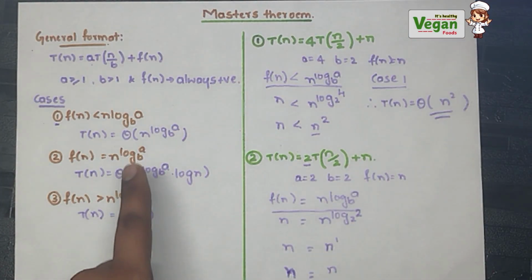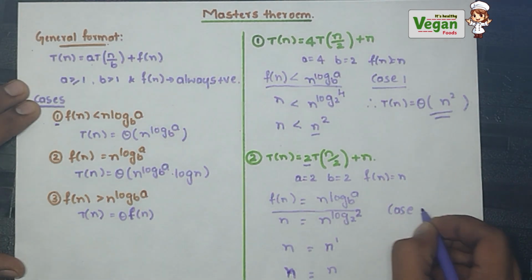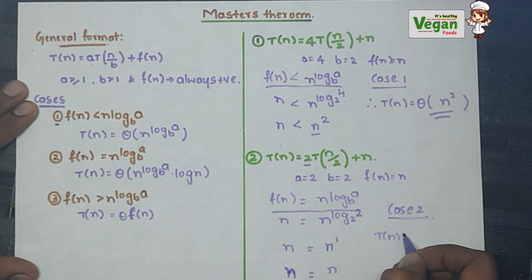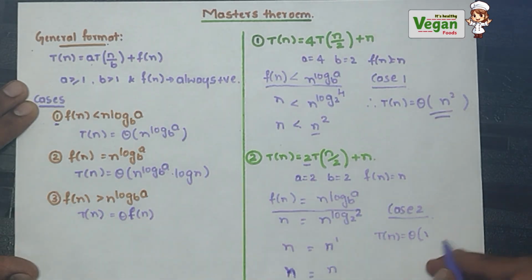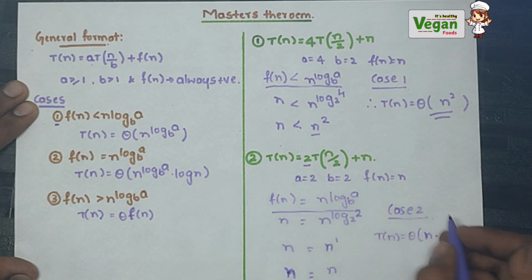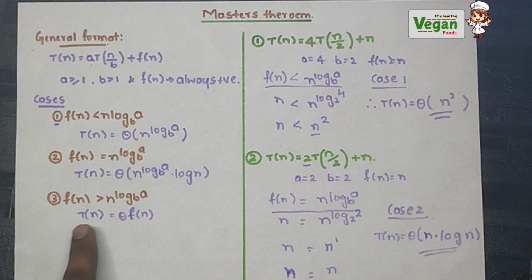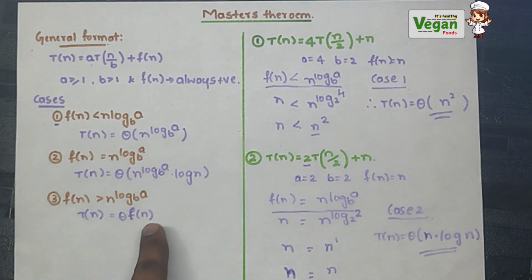So what is the condition? Case number 2, equal. So we will use case number 2. If you use case number 2, what will be T of n? T of n is equal to theta of n power log a base b. What is the value of that? It is n into log n. So this is the value. For this one also, if f of n is greater than n power log a base b, you can use that condition and just write the f of n value.